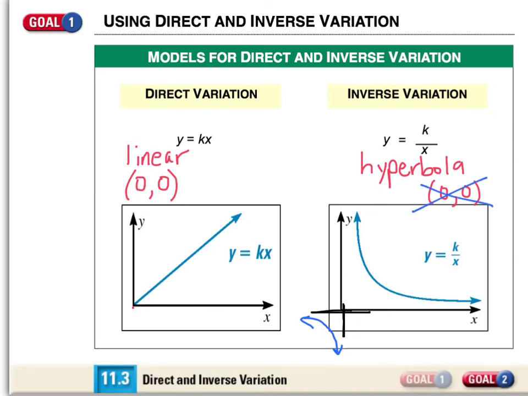Because there is no way that you could have 0 for an x value. Let's think about that real quick looking at this equation. 0 in a denominator, not allowed. Undefined, not okay. Mathematically illegal, if you will. So an inverse variation graph is a hyperbola. A direct variation graph is linear. Okay, continue.